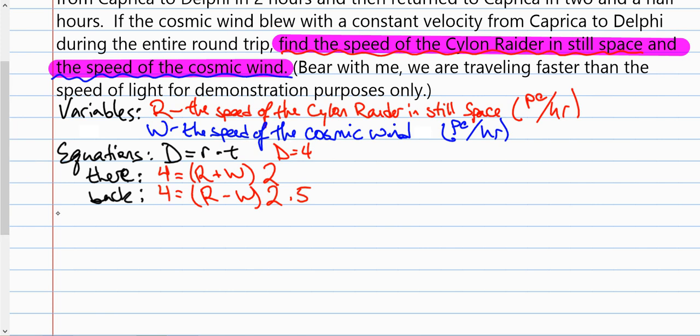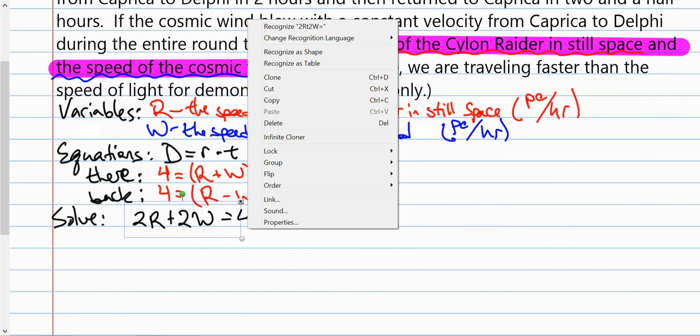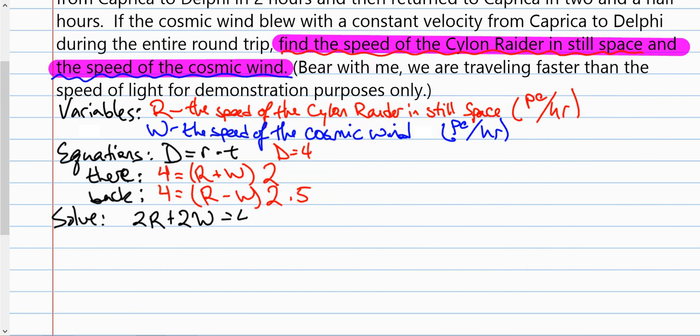So we're ready to start solving. Again, I'm going to do like I did on the previous slide. I'm going to distribute. So I've got 2R plus 2W equals 4, and then 2.5R minus 2.5W also equals 4. And now I have to make a judgment call. Which method would I like to use to solve this? You are free to choose whatever you would like to choose, but I like to choose things that just don't leave much room for error.